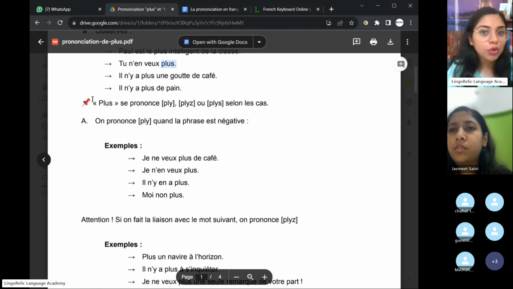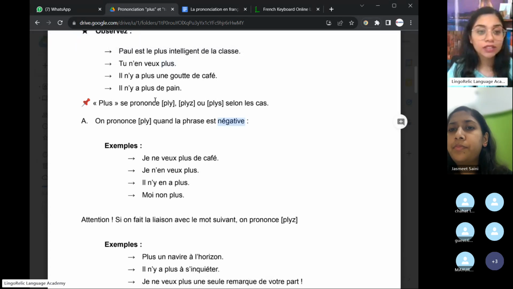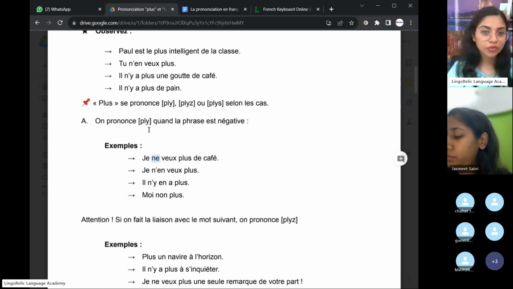Or we pronounce the s in plus when the sentence is negative. This is exactly what I told you. Quand la phrase est négative. When the sentence is negative, we pronounce plus. Je ne veux plus de café. I will not say plus de café because I'm using negation. Je ne veux plus de café. I don't want more of coffee.